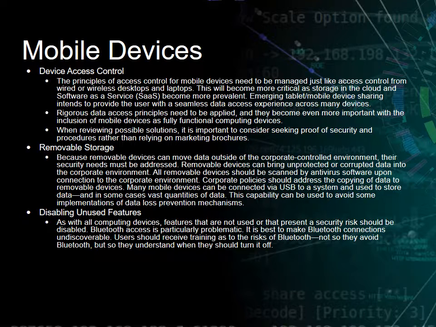Then there's disabling unused features. The more features you leave on, the more vulnerable your device is. So with all computing devices, features that are not used or that present security risks should be disabled. For example, Bluetooth access is particularly problematic. We've already discussed some of the attacks that can be used on Bluetooth. It's best to make Bluetooth connections undiscoverable, and users should receive training as to the risk of Bluetooth, not so that they avoid Bluetooth, but so that they understand what they should do when they do use it, and then when they're not using it, they should be turning it off.